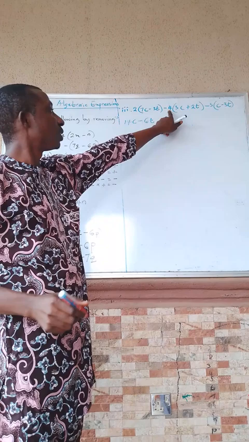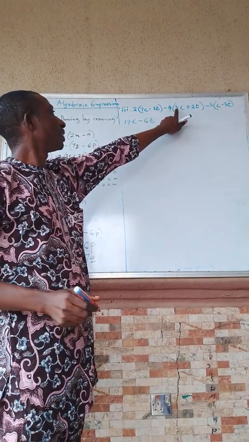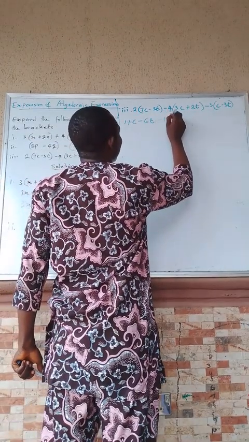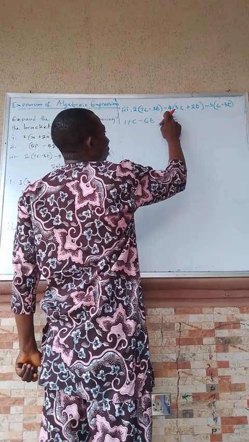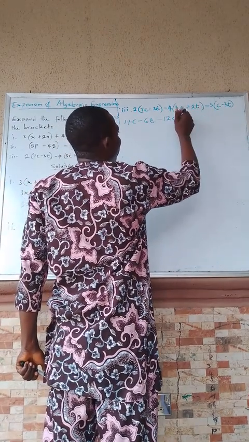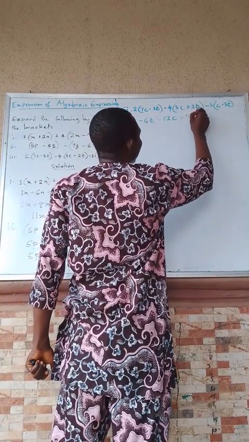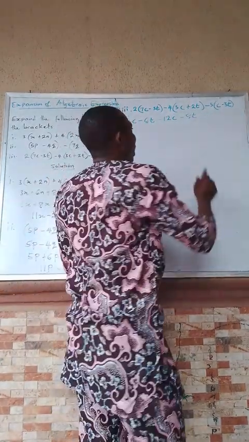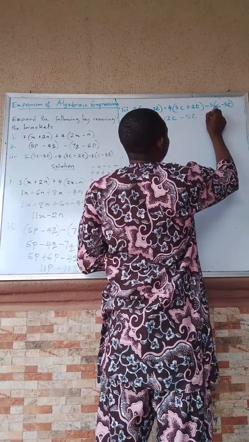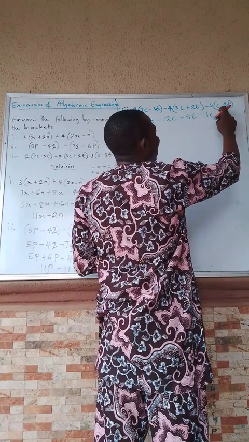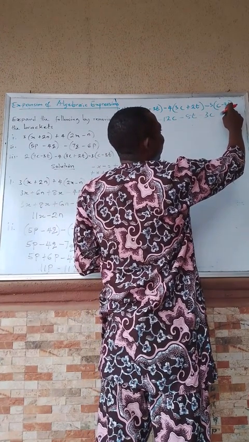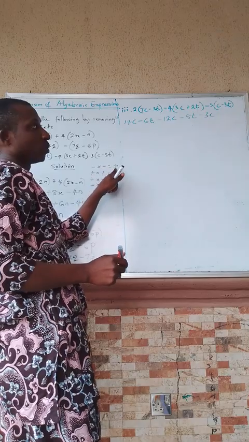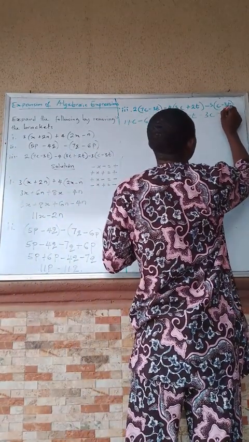Okay? So we do the same thing here too. Minus 4 times 3c. That is minus 12c. Now minus 4 times plus 2t. That is minus 8t. And the last one, minus 3 times c. That gives you minus 3c. Minus 3 times minus 3t. Now, we have two minus multiplying each other. Don't forget, the answer is going to be plus. So I'll be having plus 9t.